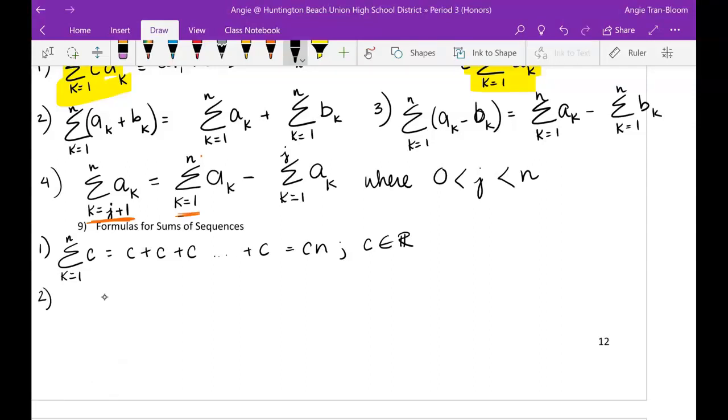2. Let me just give you a quick example. The summation with k starting at, let's say, 1 to 4, and c is any real number, so let's pick 2. So what do I do with that? What does that mean? This means when k is 1, my first term, when k is 1.